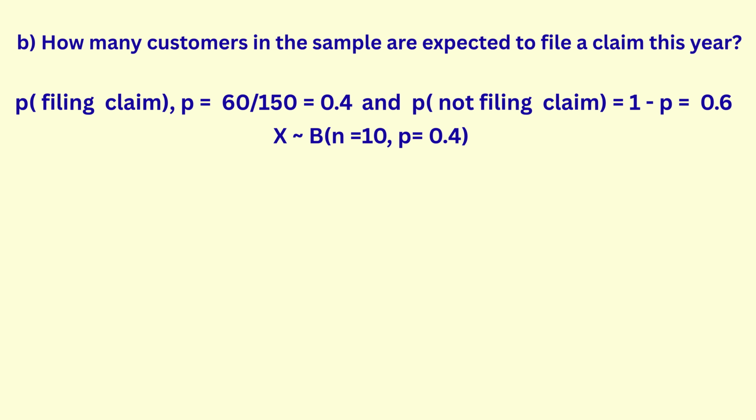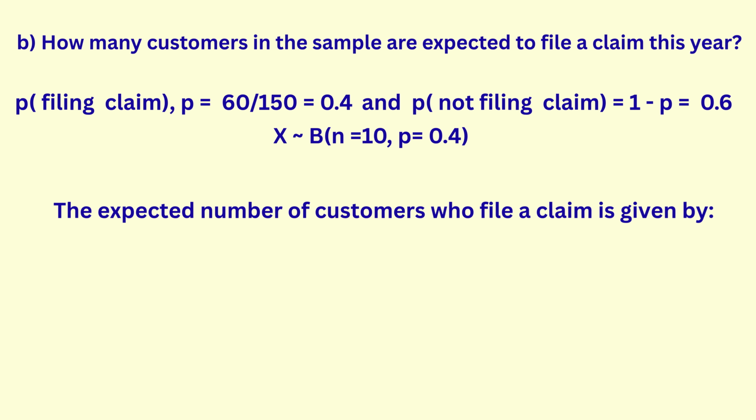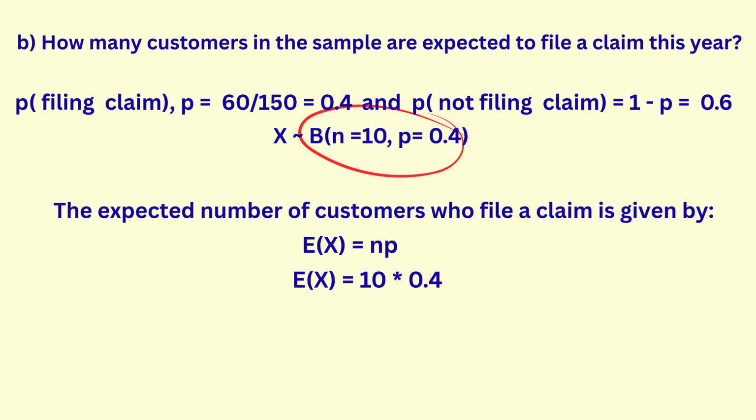Let's answer part B. The expected number of customers who file a claim is given by the expected value of X, which is equal to n times p. n is 10, and the probability of filing a claim is 0.4. So, on average, 4 customers from the sample of 10 are expected to file a claim.